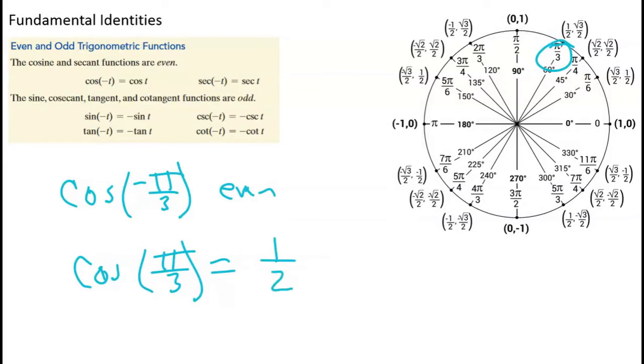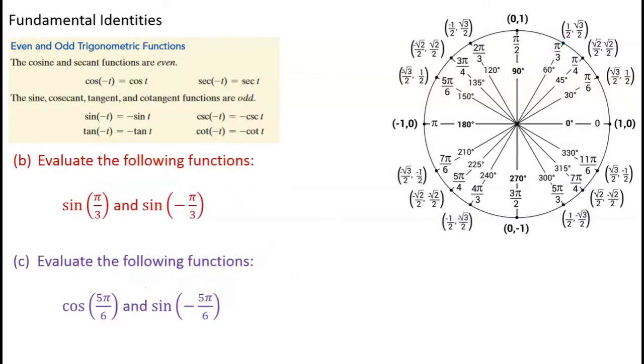Let's do some problems with that. So here I have two problems. I have sine of pi over 3, and then I want us to evaluate sine of negative pi over 3. Now you can do it the original way, negative pi over 3, or you can do it using even and odd. And I want you to do it using even and odd. Now sine of pi over 3, we've been doing those for a little while now already, right? Sine is the y value. The y value at pi over 3 is square root of 3 over 2.